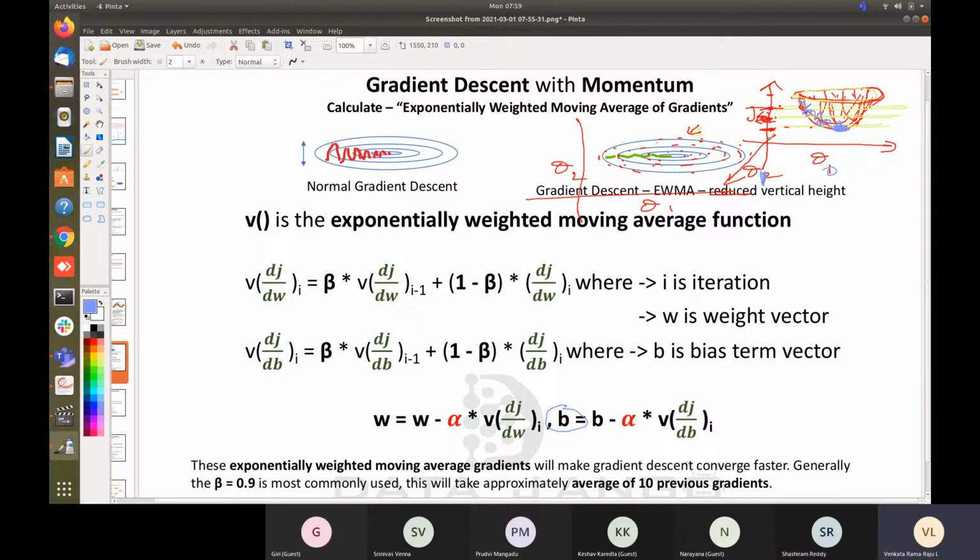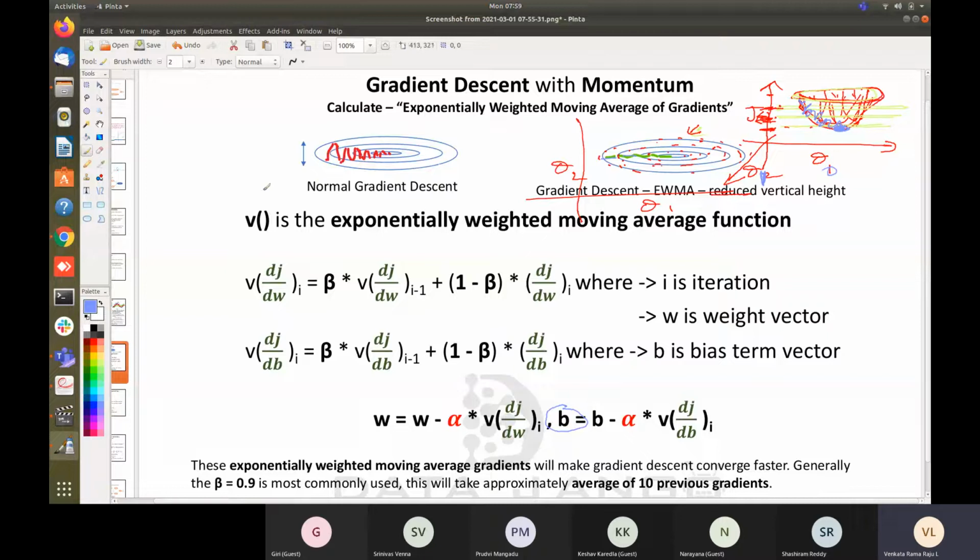So B is vertical and theta 1 is horizontal, or you can take it either way. It is moving in 2 directions, right? We should actually reduce this oscillation. If you reduce the vertical oscillation, the movement is going to be faster. Horizontal oscillation should be more compared to vertical oscillation.